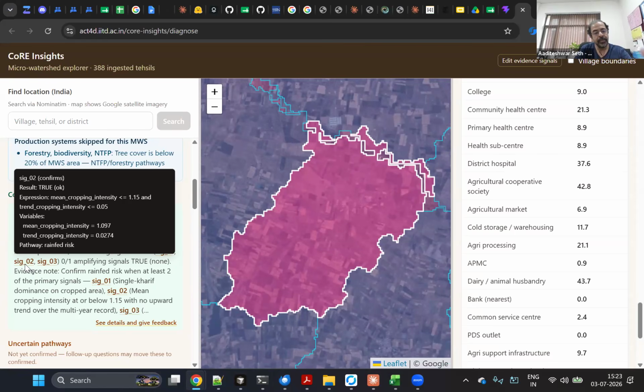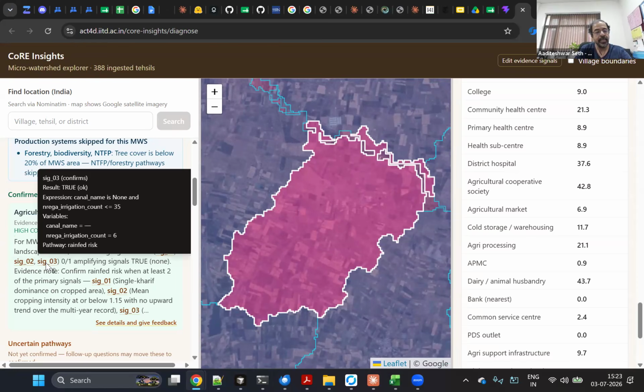Which means that there's not a lot of investment or anything also happening, right? So this signal also contributes further to confirming what might be happening. Then another expression, that is canal name null, none. So there's no canals. And also in Narega, less than 35 irrigation works have happened. In this area, only 6 irrigation works happened.